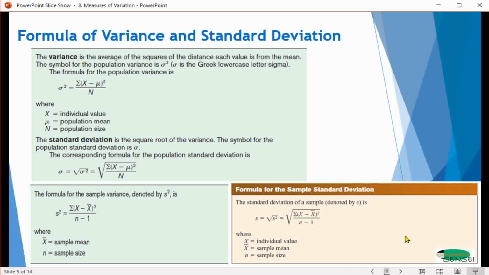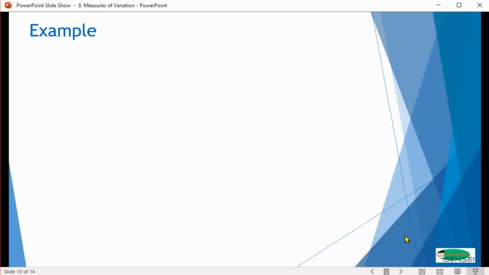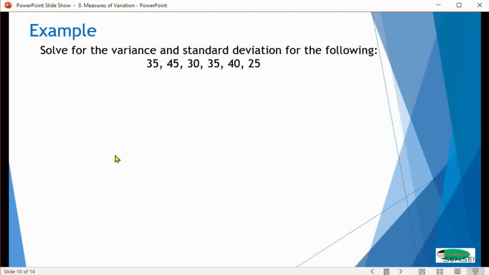To internalize this better, we will have examples. Assume that this is our distribution and you are to get the population variance and standard deviation. So we have 6 values here. Let's compute for the mean first. So the mean here is 35. Again, add everything divided by the total number of values. We have 6, and 210 divided by 6 is 35.